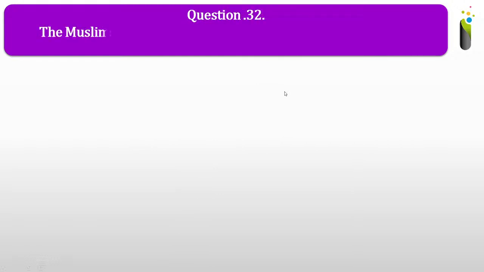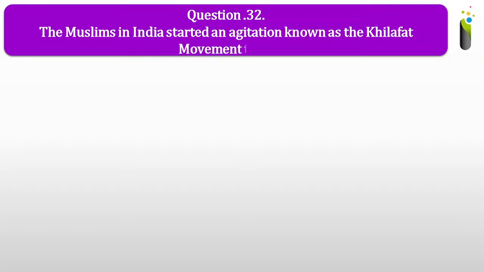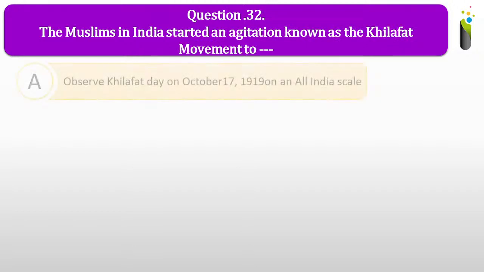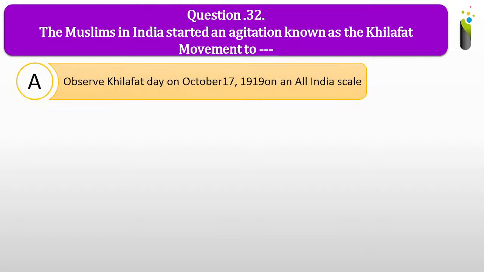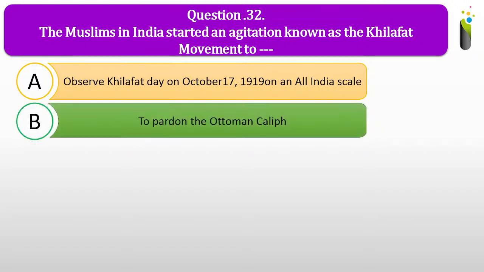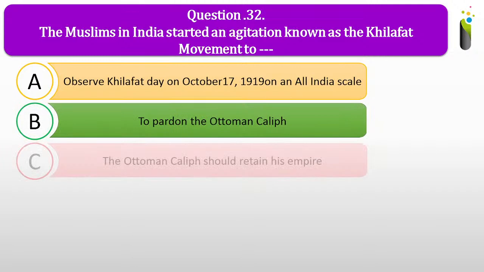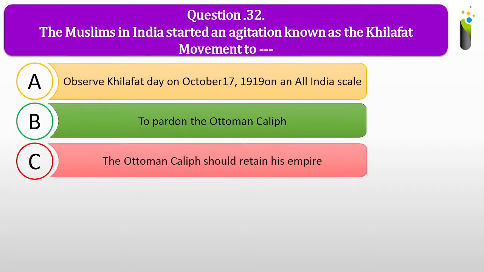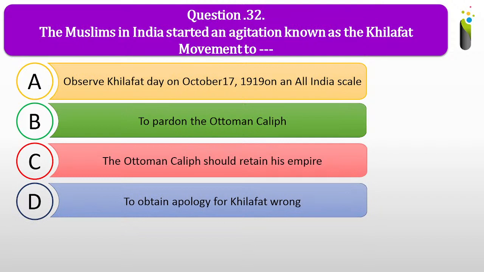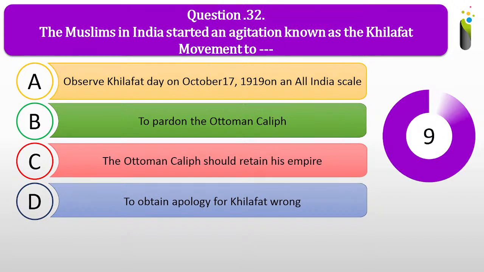Question number 32. The Muslims in India started an agitation known as the Khilafat movement to dash. A. Observe Khilafat Day on October 17, 1919 on an all India scale. B. To pardon the Ottoman Caliph. C. The Ottoman Caliph should retain his empire. D. To obtain apology for Khilafat wrong.